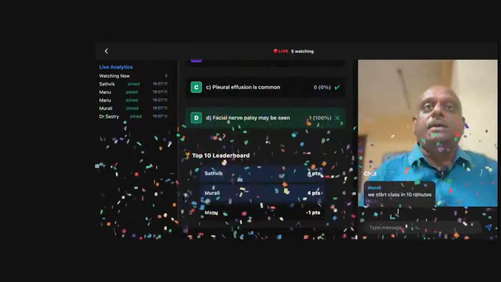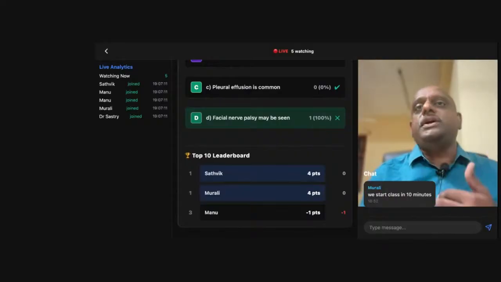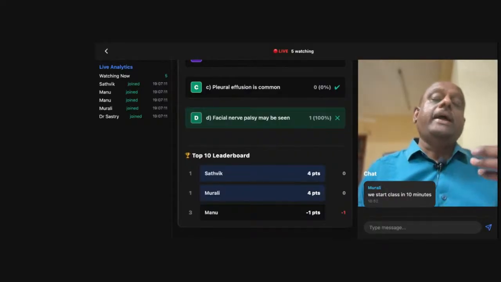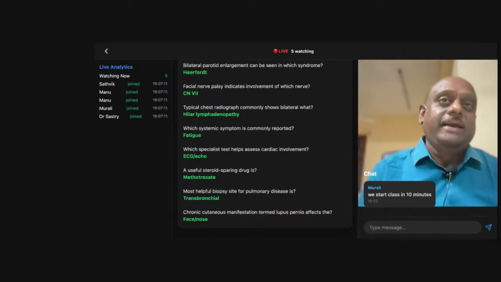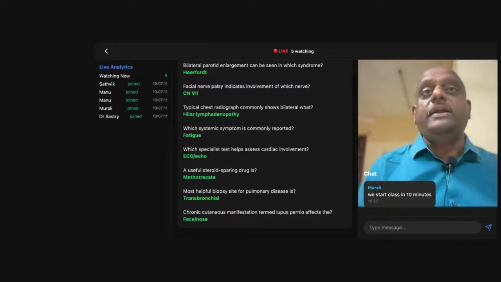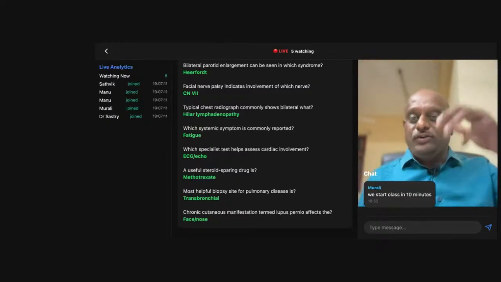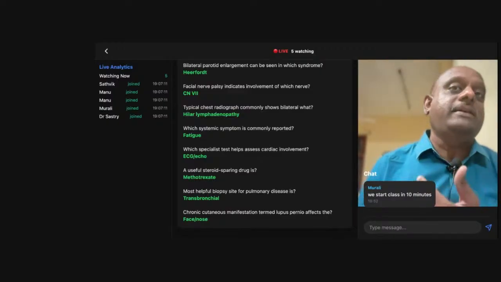Good. Very good. Pleural effusion is uncommon, but there's an elevated angiotensin converting enzyme in sarcoidosis. Similarly, bilateral parotid enlargement is a feature of sarcoidosis. And which facial nerve is involved most commonly? It is the facial nerve, cranial nerve 7, which is involved.